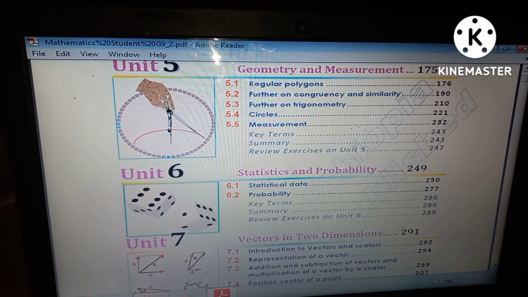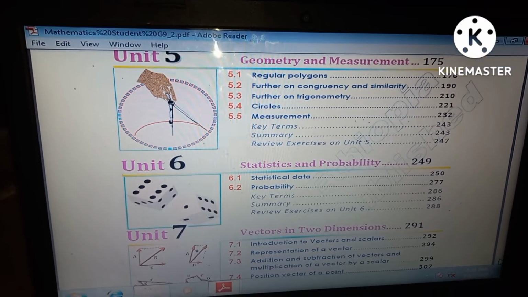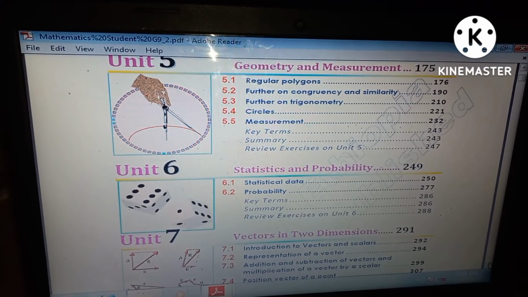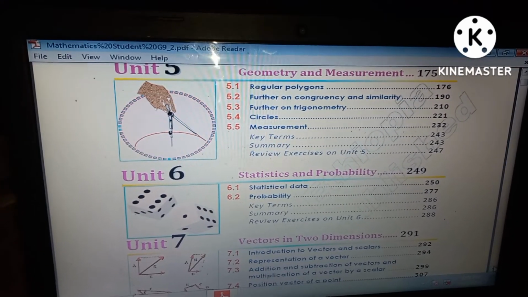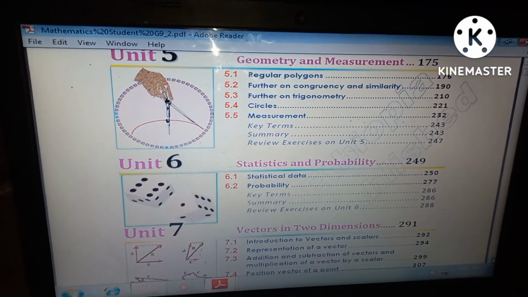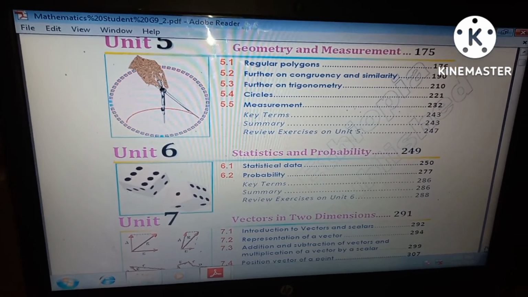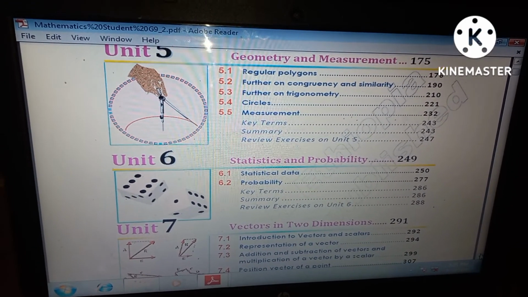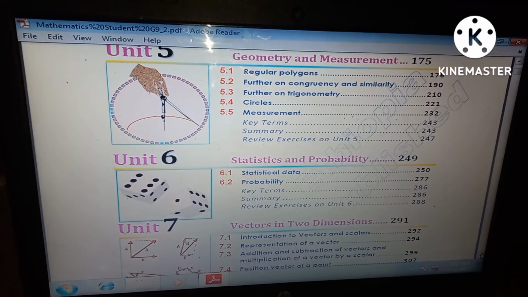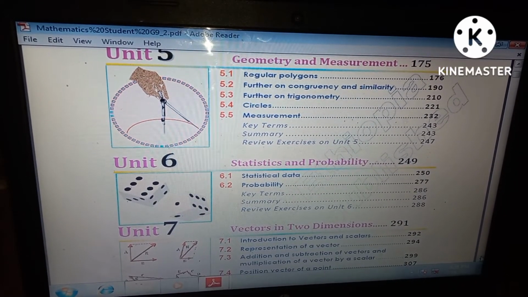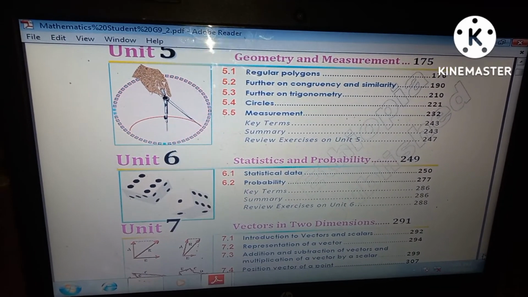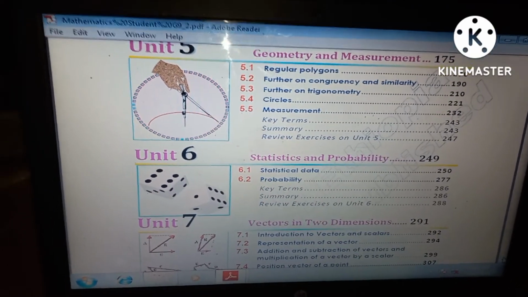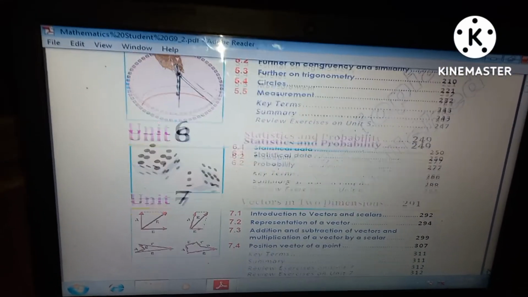The next, or unit 7, the last unit, is vectors in 2 dimensions. What is a vector? How can we identify a vector, and distinguish a vector from a scalar? What is the difference, and what is the similarity? We have to identify vectors in 2 dimensions, and the representation of vectors, addition and subtraction of vectors, how we can add, subtract, multiply, divide, and the position of vectors.